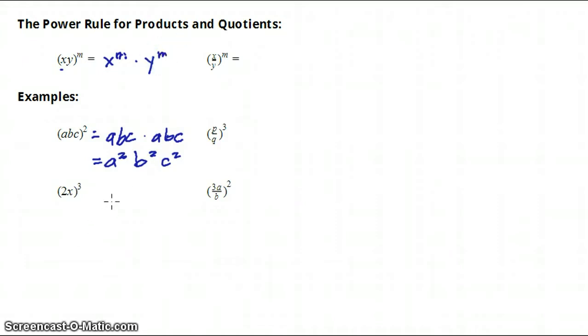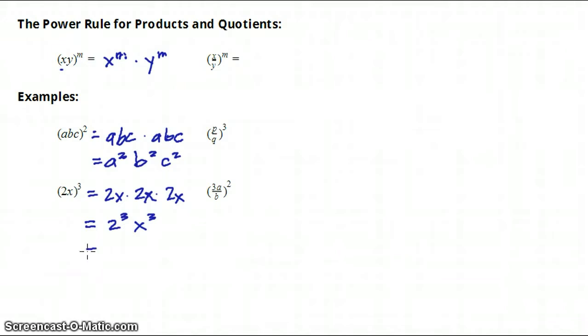Okay, so let's look at one more example with a product. This time I have 2x, the product 2x, raised to the third power. So again, if I were to write that out, what I'd have is 2x times 2x times 2x. And if I were then to rearrange, collect together the 2's, collect together the x's, I'd have 2 to the third power times x to the third power.